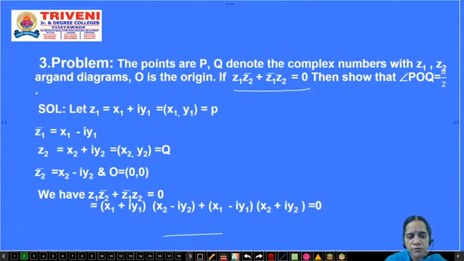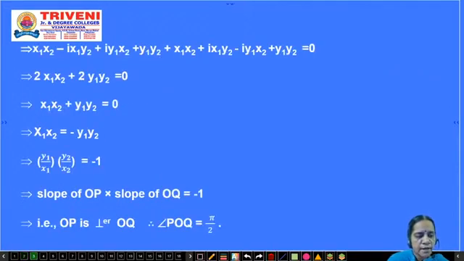We have to substitute the values: Z1 is (x1, y1), Z2 is (x2, y2), and the origin is (0, 0). Then multiply both these and simplify. Then we get y1 by x1 into y2 by x2 is equal to -1. This is the slope of OP and this is the slope of OQ, and the product is -1. Therefore, OP is perpendicular to OQ, so the angle is pi by 2. Okay, then we are going to the next sum.